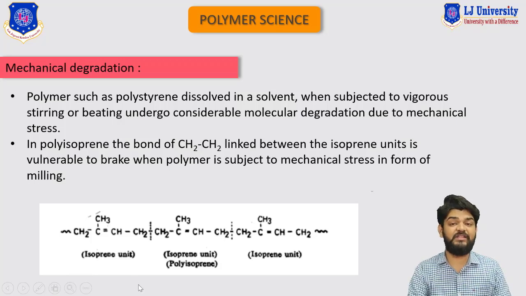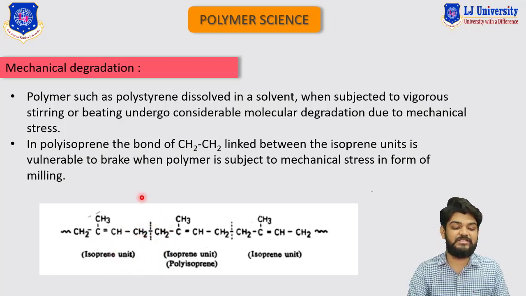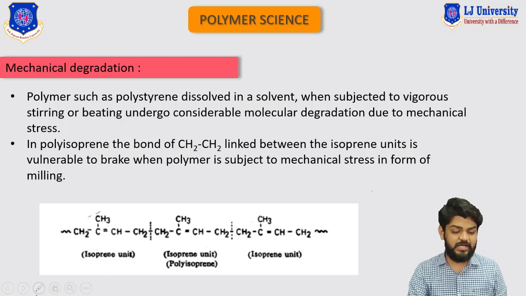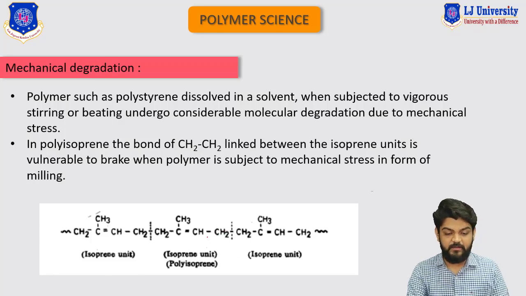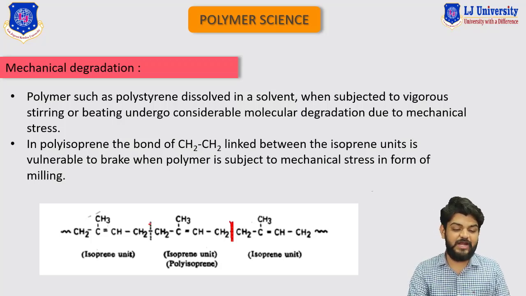The bond between these two CH2 is vulnerable to breakage, right? So this bond can be easily broken, as you can see here. When the polymer is subjected to mechanical stress in the form of milling, this polyisoprene can be easily broken at this particular bond, right? Let me take a pen here. This particular bond will be easily broken on the application of mechanical stress in terms of milling, or beating, right? So this polymer will now start to degrade from this particular point.